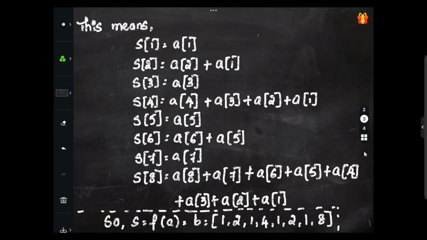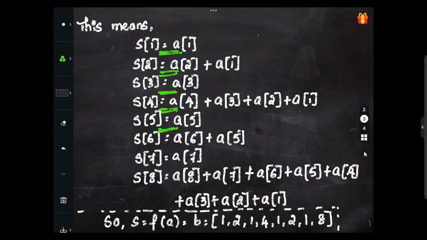So that is the reason I'm starting with the basic problem. The name itself suggests that it is a Fenwick tree. Here S of 1 equals A of 1. S of 2 equals A of 2 plus A of 1. S of 3 is just A of 3. S of 4 is A of 4 plus A of 3 plus A of 2 plus A of 1, right?